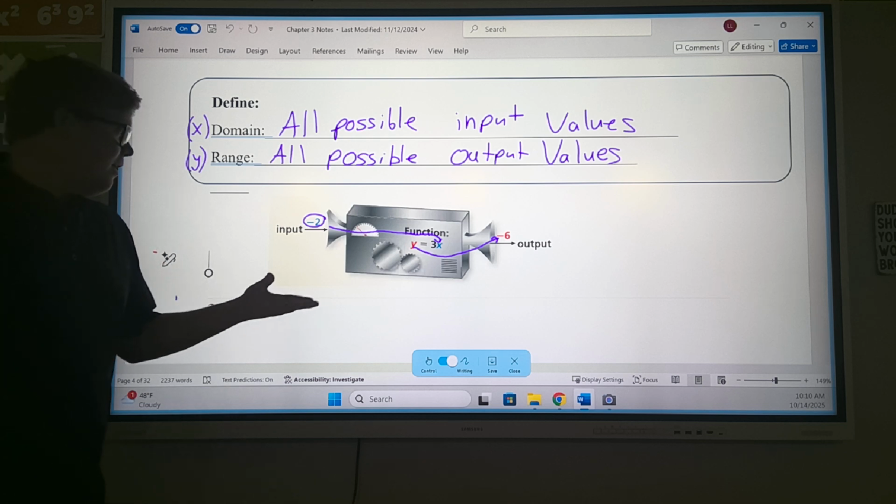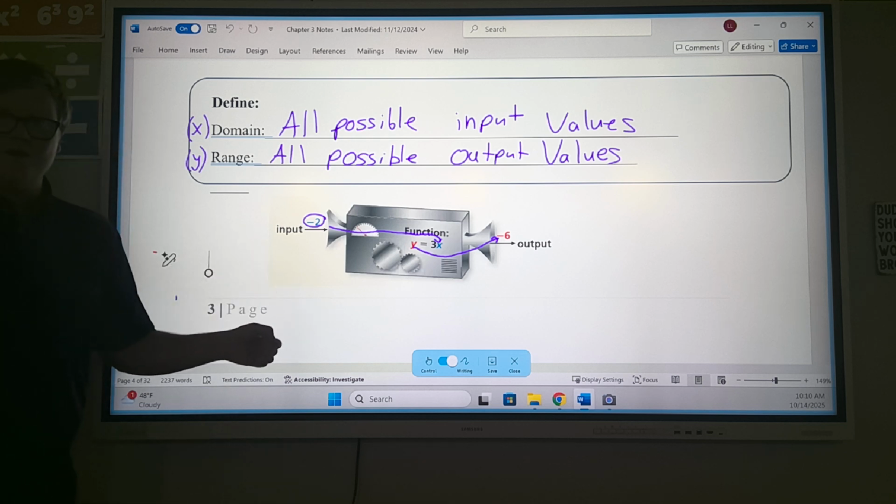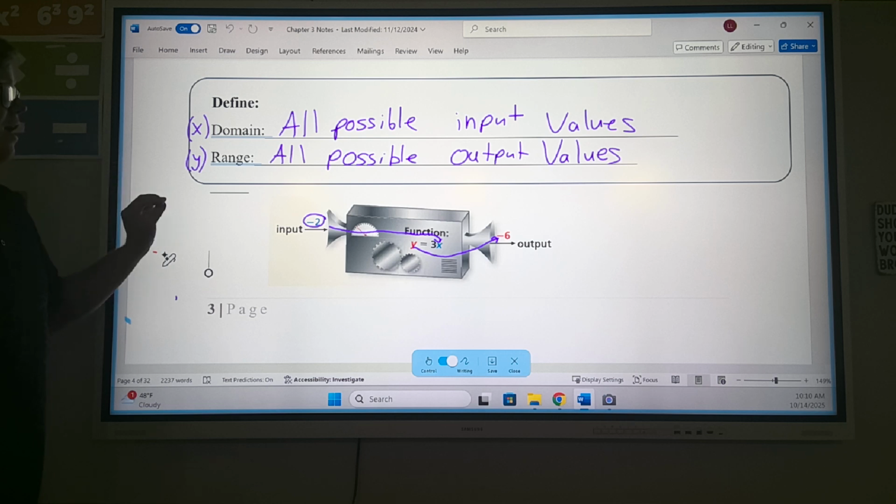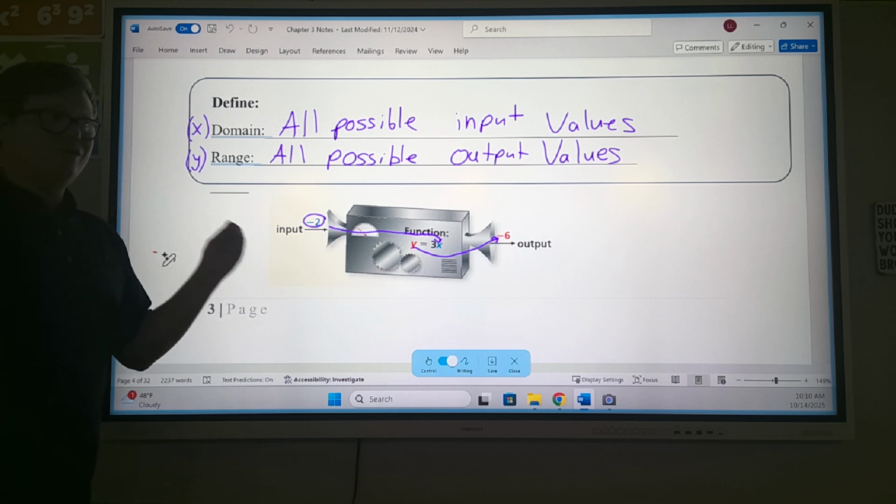Again, we will talk more about input, output, domain, and range tomorrow, so make sure you get these notes down, ask me any questions in class, and do your assignment on big ideas.